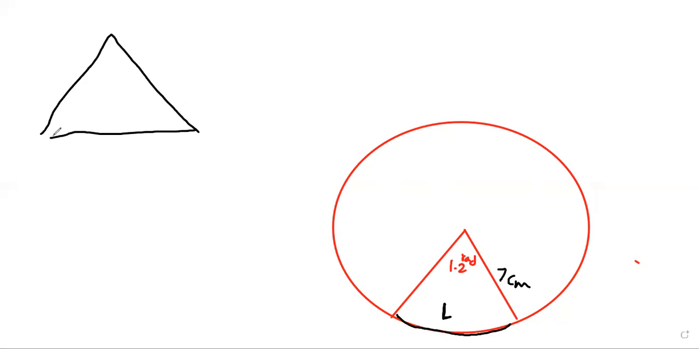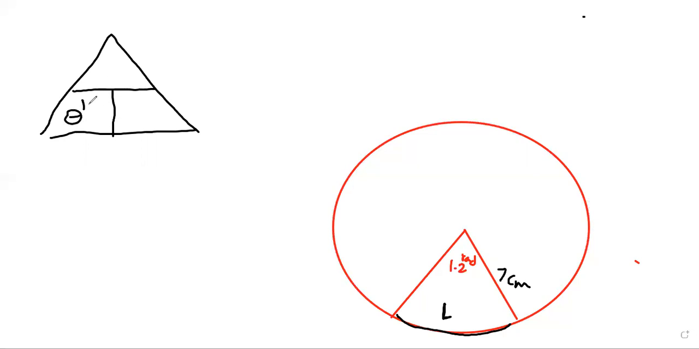Try this one now. I have a circle and I have a central angle. This angle is a central angle, and the measure of this angle is 1.2 radian, and the length of the radius is 7 centimeters. I want to find L. Try to find L. How can we get L? Quickly, please. Theta radian times R.